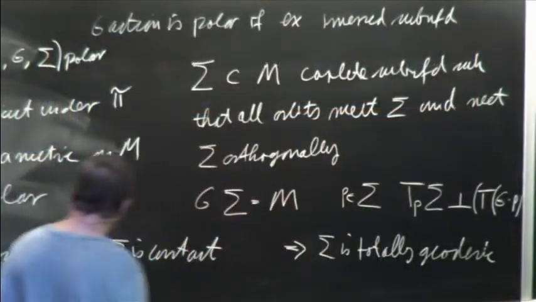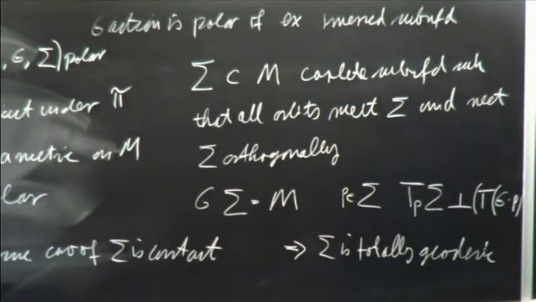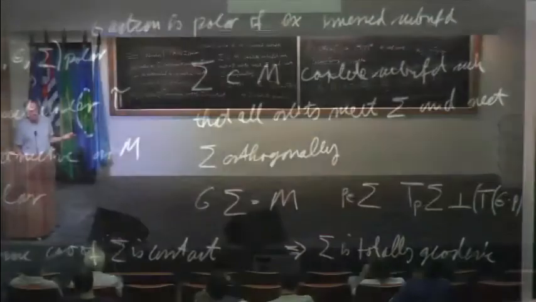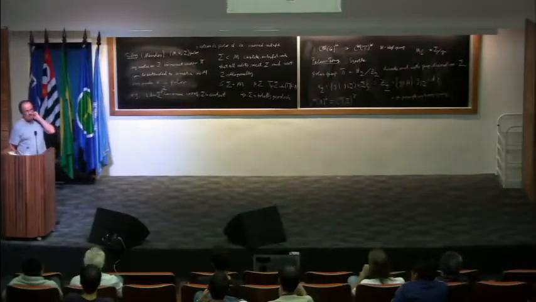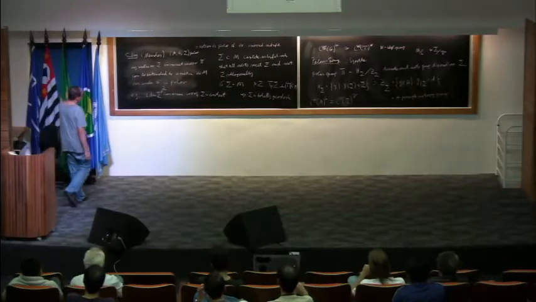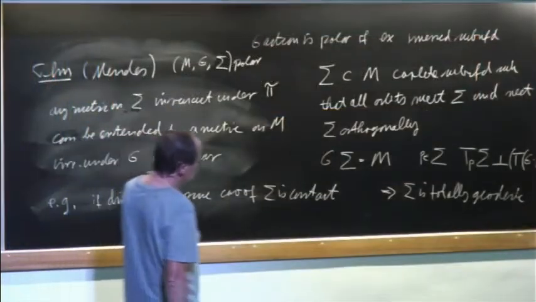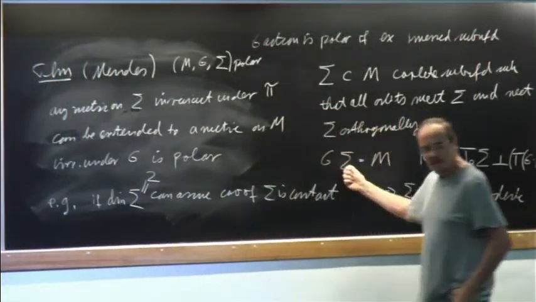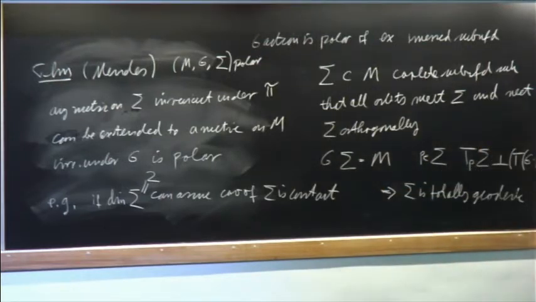So, for example, if the dimension of the section is 2, then I can assume it has constant curvature. Not the whole manifold, only the section. When I extend the metric, I don't know what the curvature properties of the extension are. But often one reduces certain geometric problems just to properties along the section, because each orbit meets the section. So we can try to reduce things to the section.